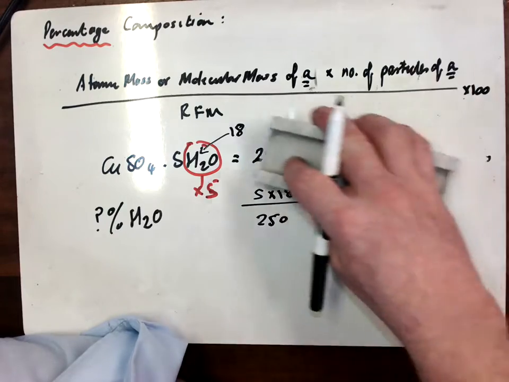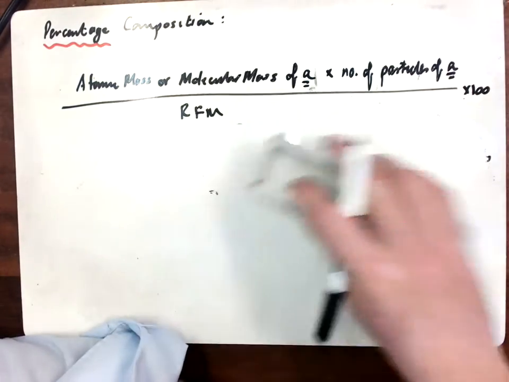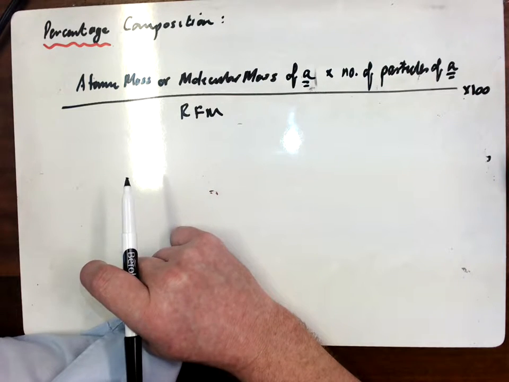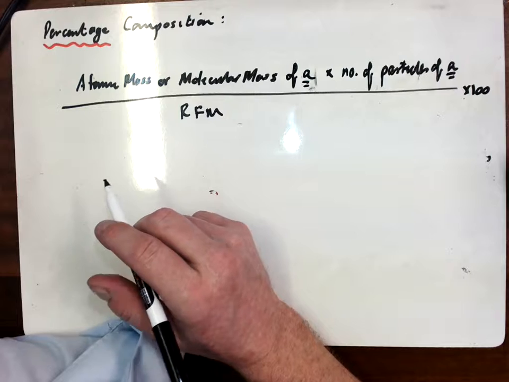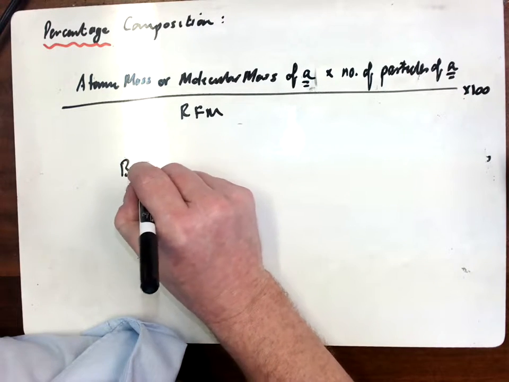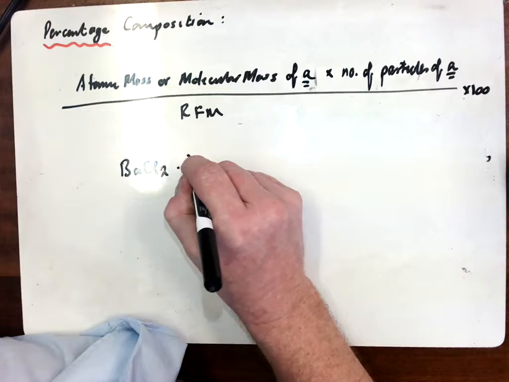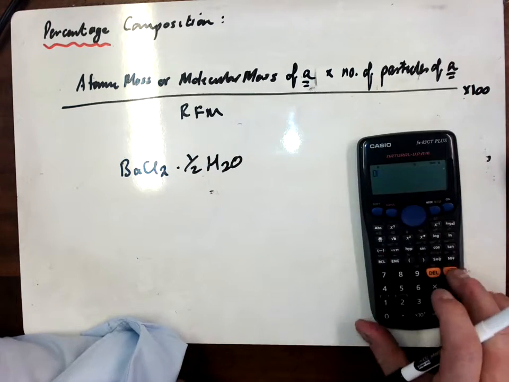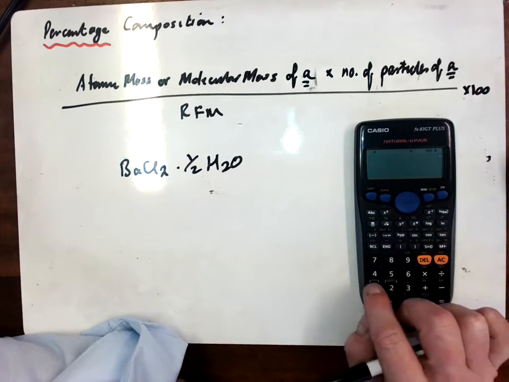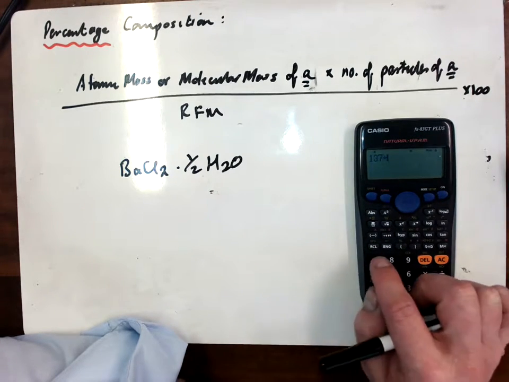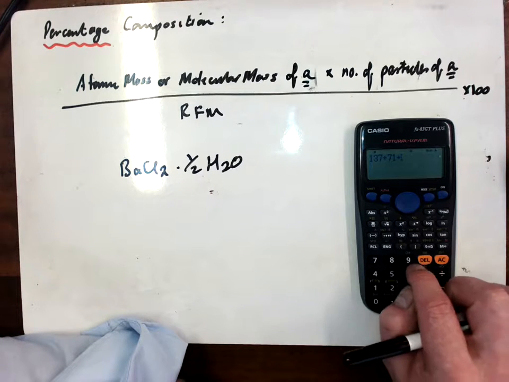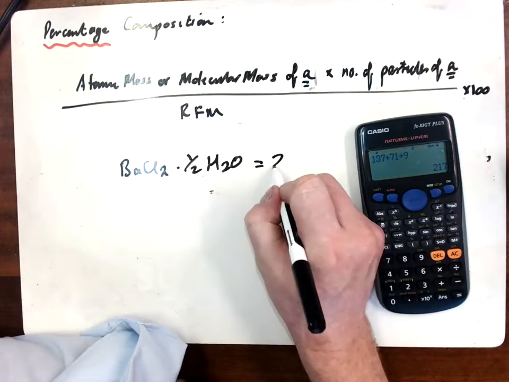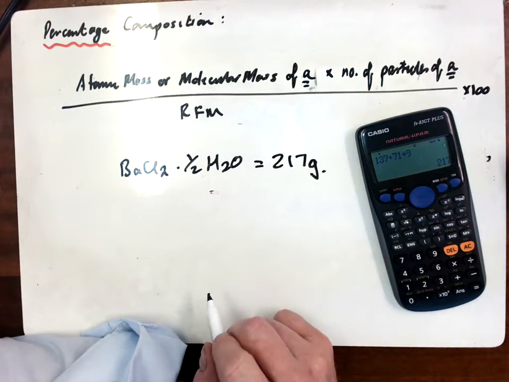Let's take one more, and then that'll do us, I think. Take one that's a little bit trickier. We will take barium chloride dot, and this time it's a half H2O, so we need to be just a wee bit cautious of the half here. We have 137 for the barium, 71 for the 2 chlorines. Half of water, well, water is 18. If we have half of water, that is 9. So the RFM of that is 217 in total.